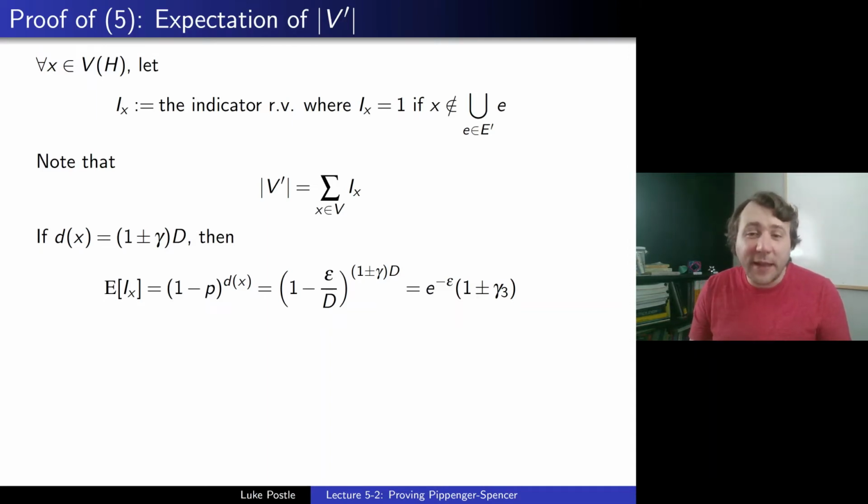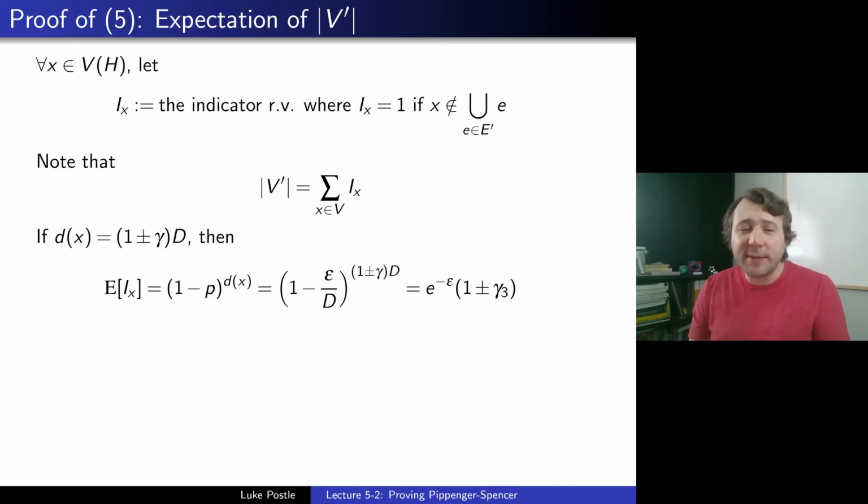So again, you can see that because 1 minus epsilon over d to the d is roughly e to the minus epsilon with some error that depends on d. And then we have some additional error with the exponent, but we can sweep that all into this gamma 3. So I won't state it specifically. So that's if the degree is roughly regular.